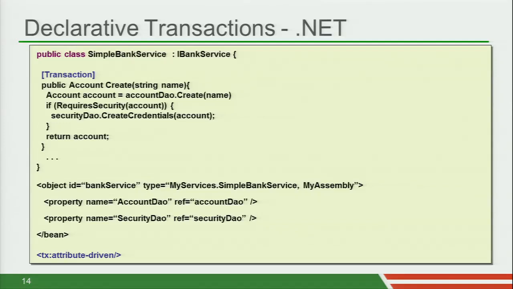We still have the simple bank service. In the case of .NET, we don't get annotations. We get something called attributes, and they look just like that in square brackets. So we've placed the transaction attribute on the method. And similarly, in our configuration, we've added TX attribute driven instead of TX annotation driven. Right? So there are some differences here, but obviously at a conceptual level, the exact same thing is going on. And the mechanics of how it's accomplished in Spring.NET are identical to the mechanics of how this is accomplished in Spring for Java.